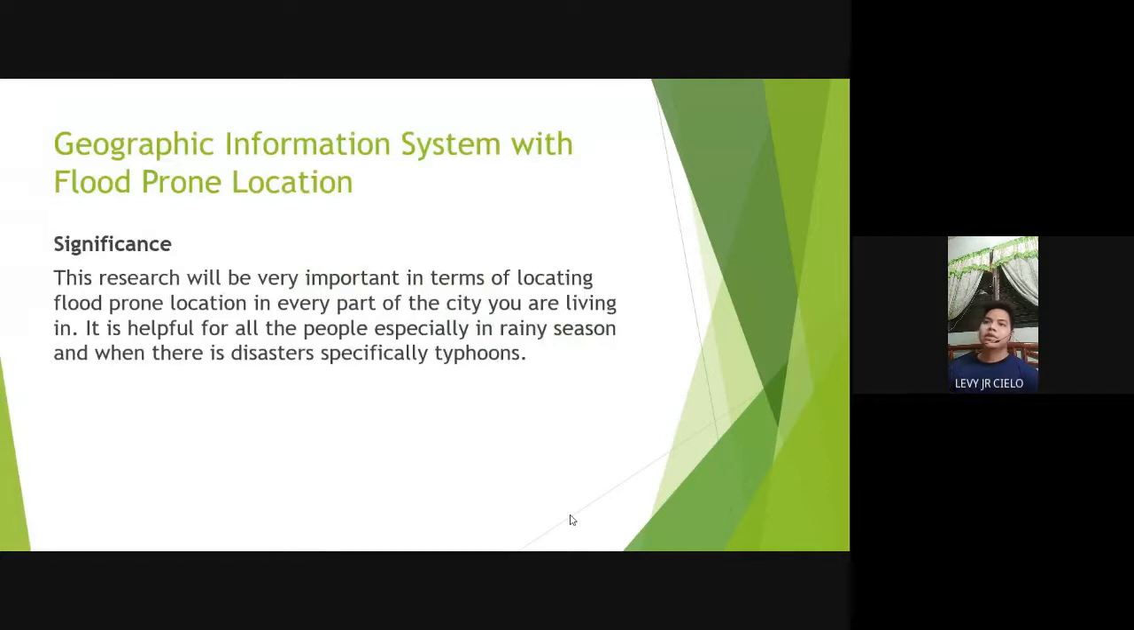The first research title is the Geographic Information System with Flood-Prone Location. The significance is this research will be very important in terms of locating flood-prone locations in every part of the city you are living in. It is helpful for all the people, especially in rainy season and when there are disasters, specifically typhoons.